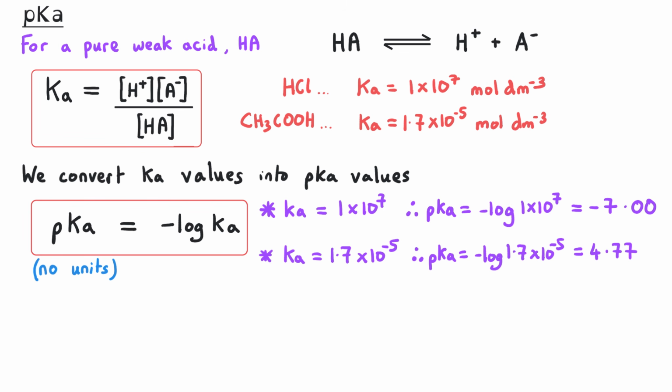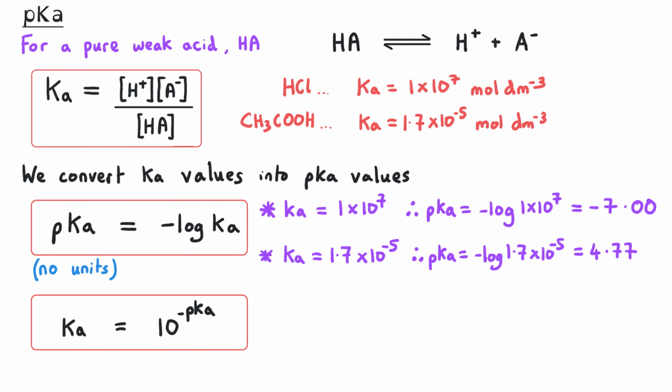In the same way that you can switch between pH and the hydrogen ion concentration, you can actually calculate the Ka value from a pKa value. And to do that, you use the expression Ka equals 10 to the minus pKa. And so if we had a pKa of 3.75, the Ka would be 10 to the minus 3.75. And that means our Ka would be 1.78 times 10 to the minus 4 moles per decimeter cubed.